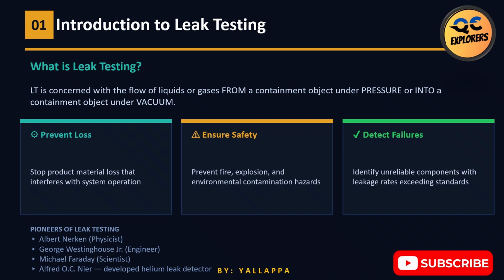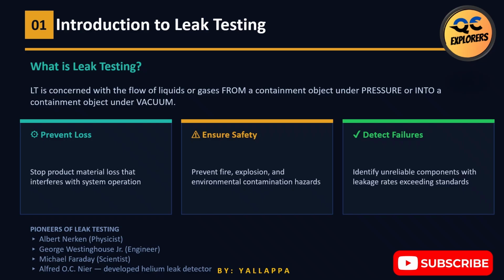Leak testing is concerned with the flow of liquids or gases from a containment system under pressure, or into a containment system that is under vacuum. Let's break that down. Imagine a pressure vessel operating at 10 bar pressure. Inside the vessel, pressure is higher than outside. If a hole exists, fluid will attempt to move outward. Now imagine a vacuum chamber. Pressure inside is lower than atmospheric pressure. If a leak exists, air will move inward. In both cases, leak testing is concerned with detecting that movement.